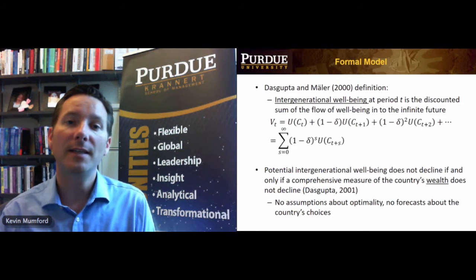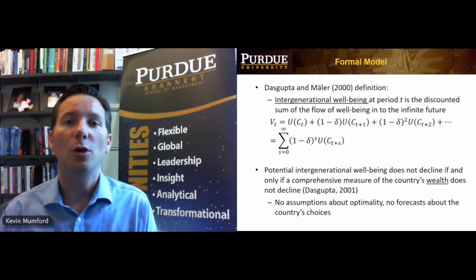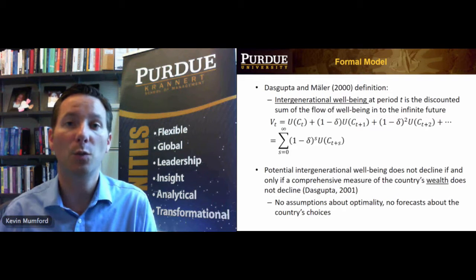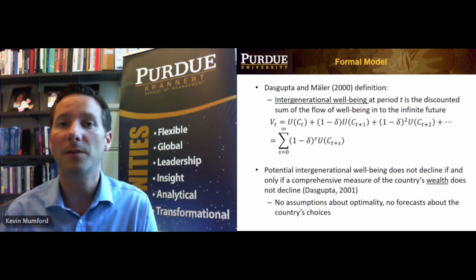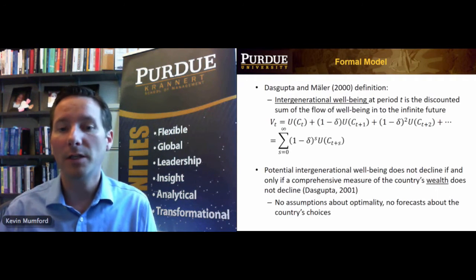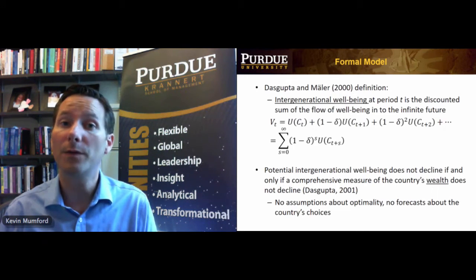So it's basically saying that the concept of sustainability is all about wealth. If wealth goes down, you're hurting your potential to produce in the future and to have future generations be as well off as they are today. If wealth is going up, it gives you that potential to produce more in the future and to have people be better off than they are today. So there's no assumptions in any of this about optimality, about being on some sort of an optimal growth path or anything else like that. This is just, I want to measure wealth.